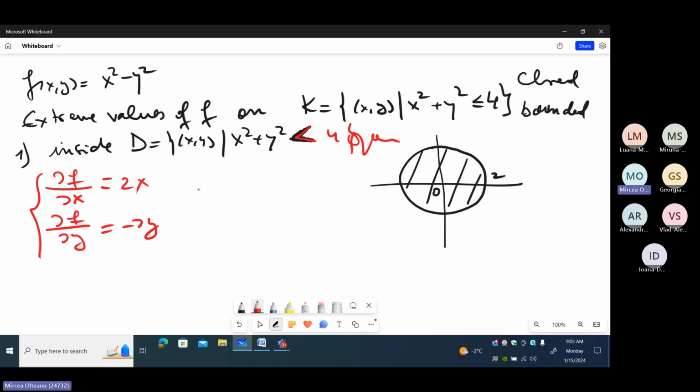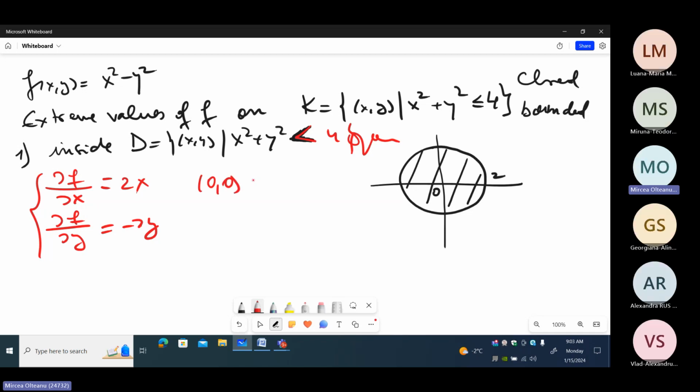And of course, there is only one critical point, (0, 0), which is inside D. Okay. So again, we have one candidate inside. Now, the second problem is to consider the border, yes?